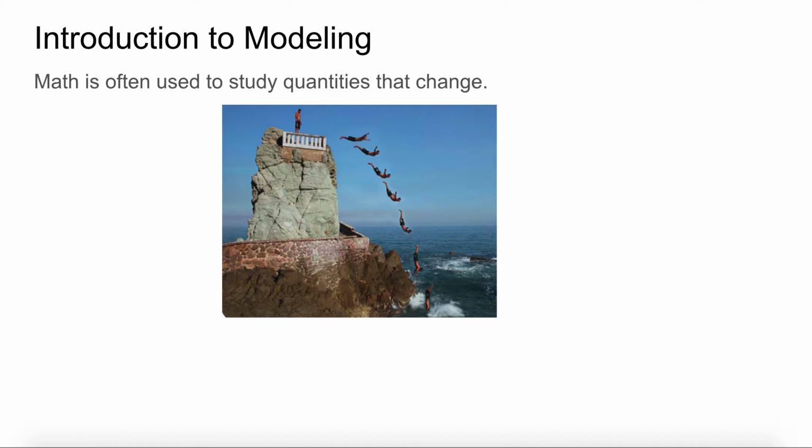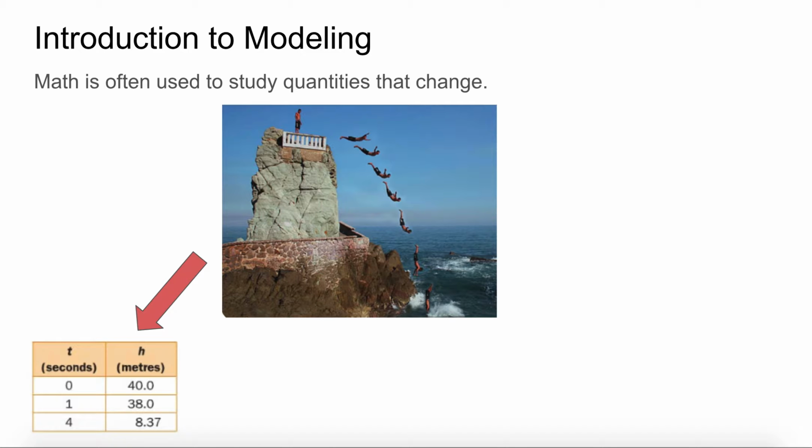Here's a picture, and we see what's changing here. We see that over time, the man who's jumping from the top of this rock, his position is changing. His height above the water is changing. And so we might want to use math to study this man's path and see maybe is he going to land safely. So one thing we can do is we can get some data from this picture, right?